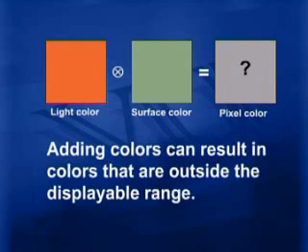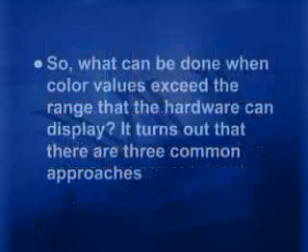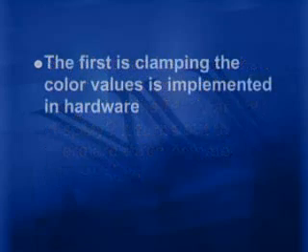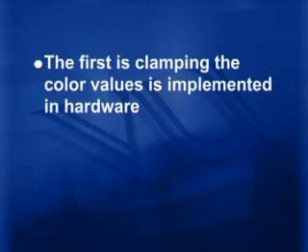So what happens? The light color and the surface color join together to form something that we cannot display because it is falling out of the range. So what happens if the values are falling out of the range? When color values exceed the range that the hardware can display, it turns out that there are three common approaches towards that. The first one is clamping the color values, and that is implemented at the hardware level. Clamping the color values is simply forcing the color values to stay in that 0 to 1 range.